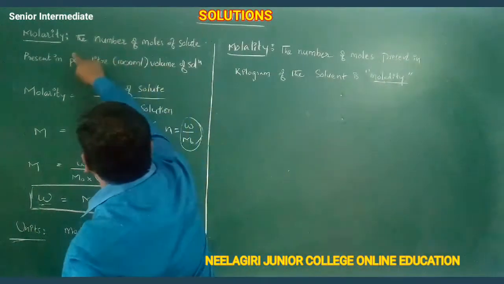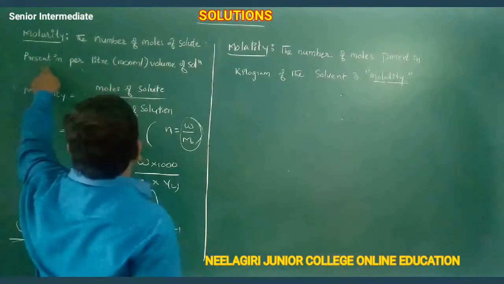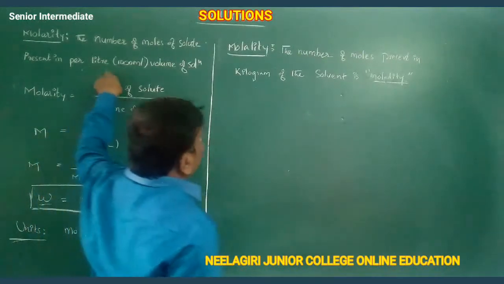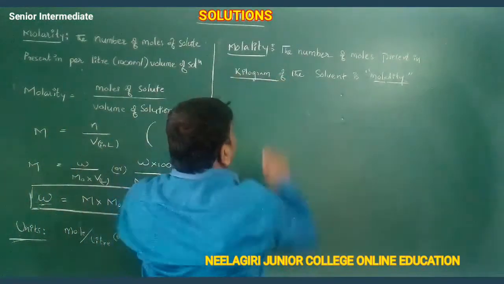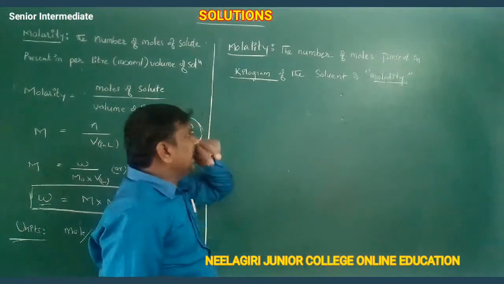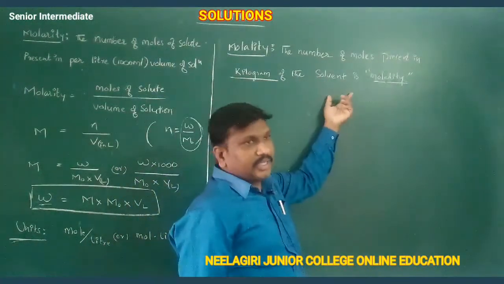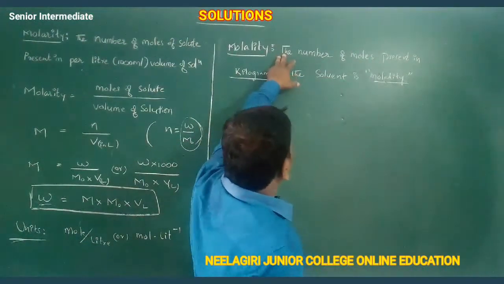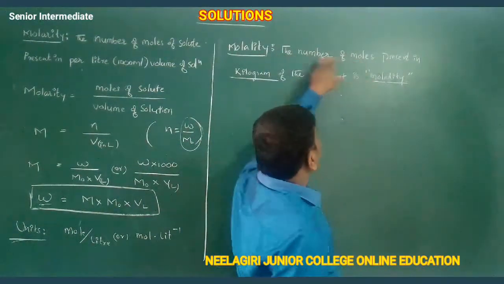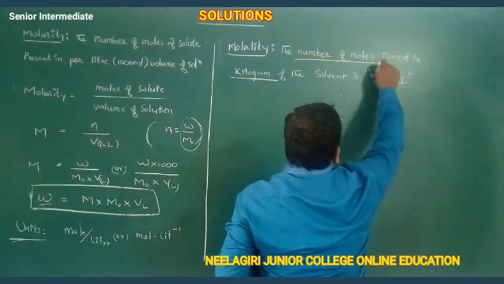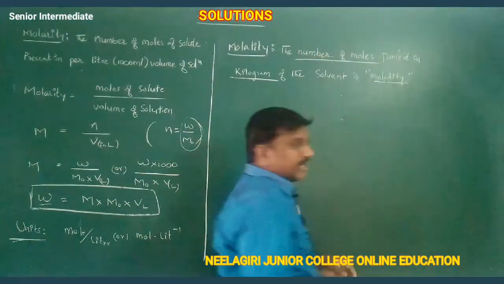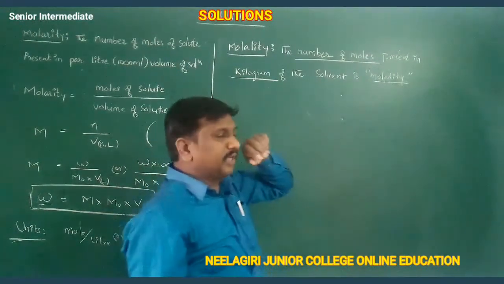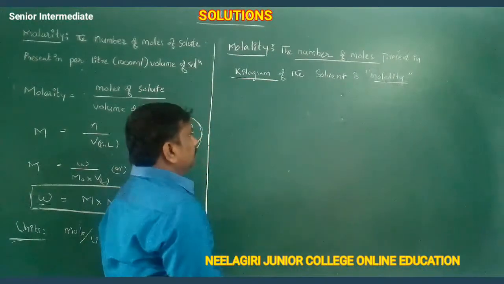So this is molarity: it is the moles present in per liter volume of the solution. Here, per kilogram of the solvent we have to take. What is the definition for molality? The number of moles present in kilogram of the solvent is called molality.